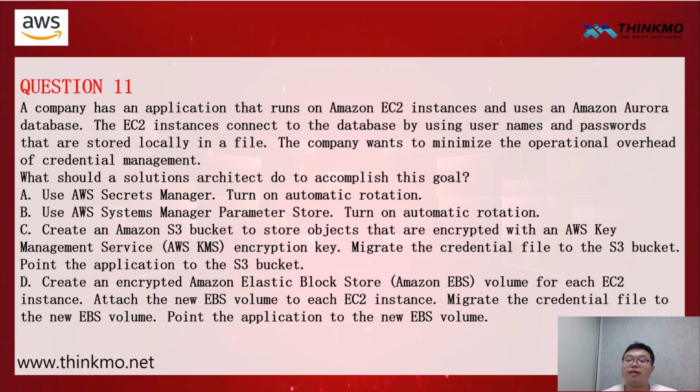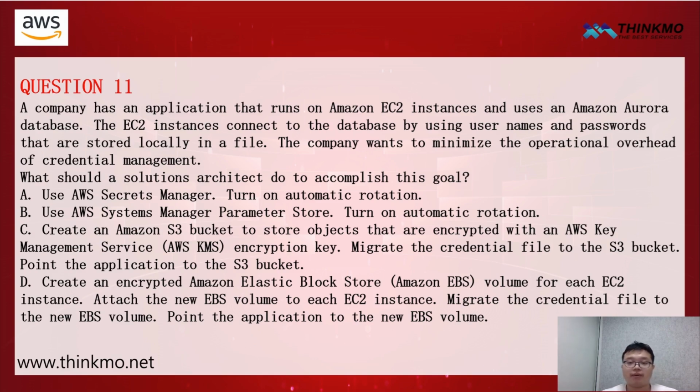It can automatically rotate credentials without manual intervention, greatly reducing our operational overhead. So, option A is fine. Option B is also about enabling automatic rotation, but this time using parameter store. While it can encrypt stored parameters, it does not support automatic rotation. Rotation requires custom scripts or manual operations, which increases overhead. It meets the requirements, but the overhead is slightly higher than option A.